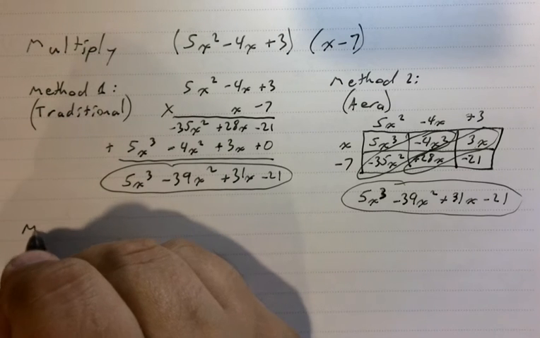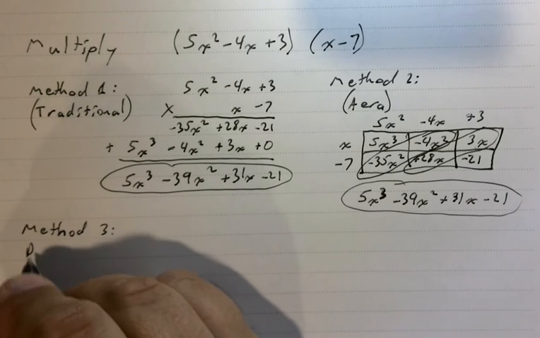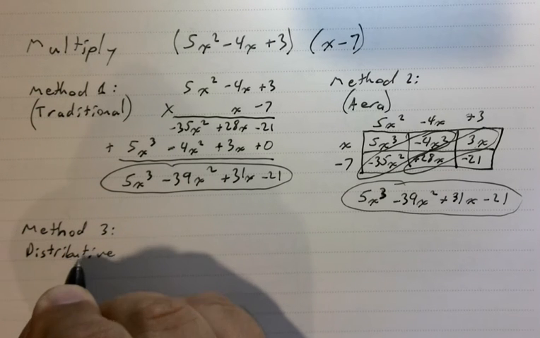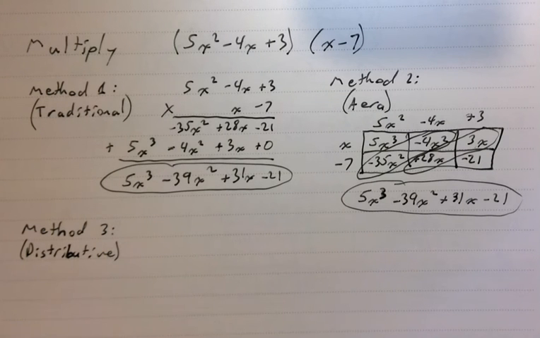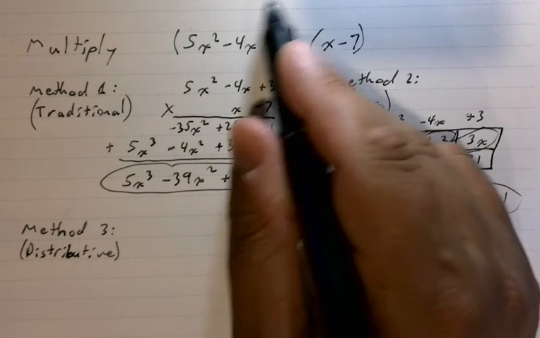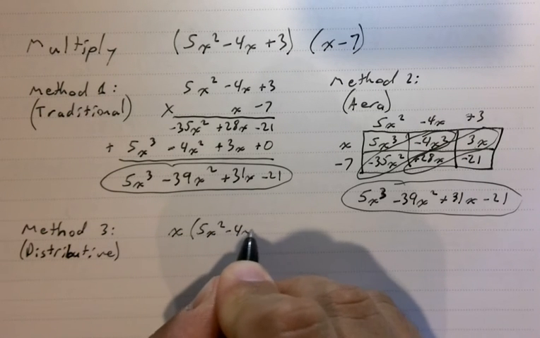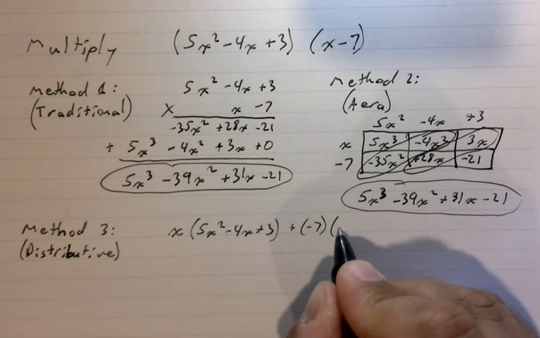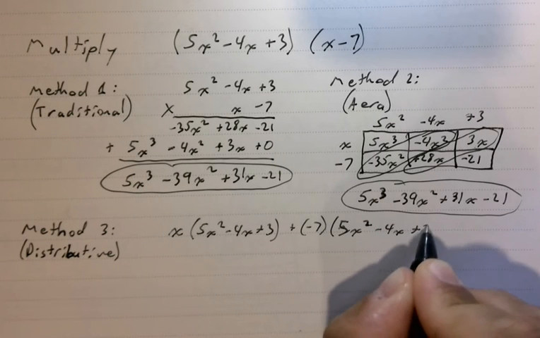And the last method we looked at was more distributive property focused and kind of the extended distributive property, where we're distributing more than just a monomial. And here I'm going to actually distribute backwards, so the binomial into the trinomial. So x is going to be multiplied by 5x squared minus 4x plus 3, and the negative 7 is going to be distributed into the 5x squared minus 4x plus 3.